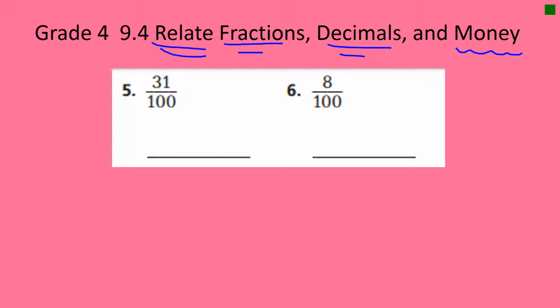Okay, so the directions for 5 and 6 say, write as a money amount and as a decimal in terms of dollars. Okay, so dollars, right? How many cents are in a dollar? 100. All right, so the first part says write as a money amount. So if you have 31 cents out of 100, you have 0 and 31 hundredths, but we have to write it like money. So we have 31 cents. 31 cents is how you read that.